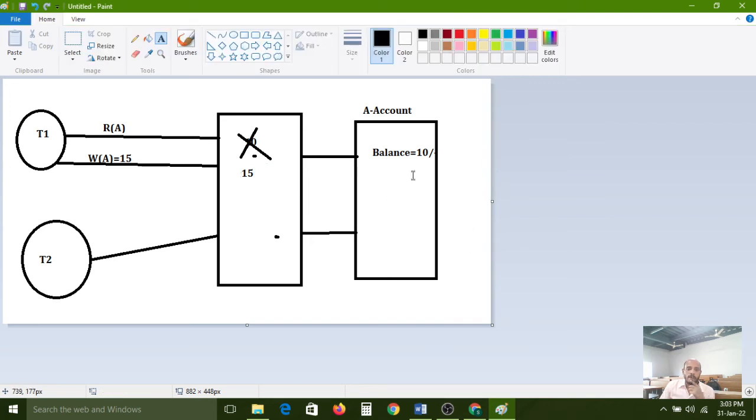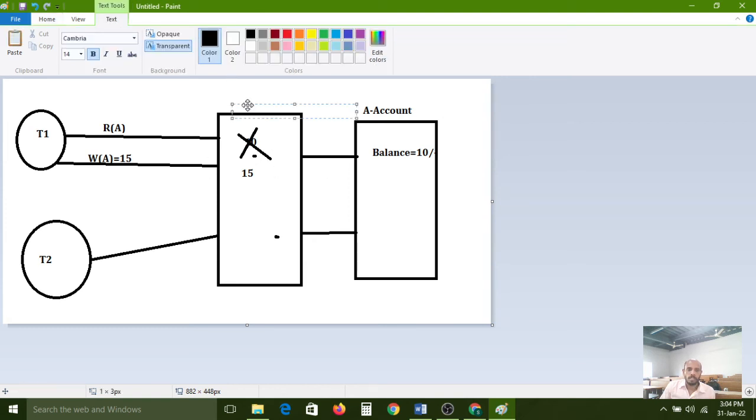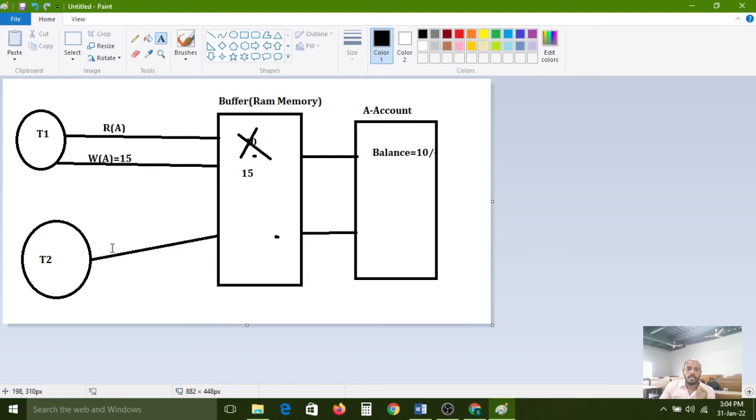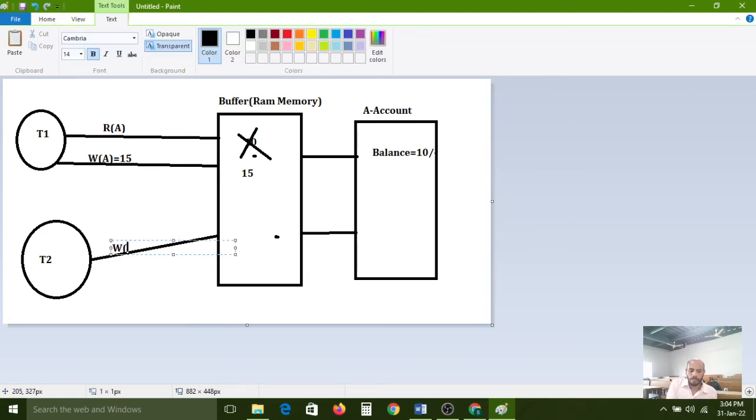But it is not permanently stored in the A account. The data is not committed here. T1, transaction 1, is still not committed; it is still in buffer mode. This is the buffer. Buffer is nothing but RAM memory. So the write operation is performed, and transaction 2 performs a write operation again on the A account. How much? 25.